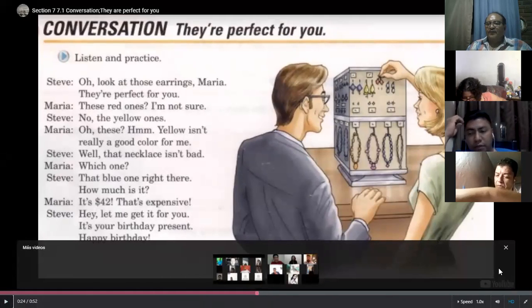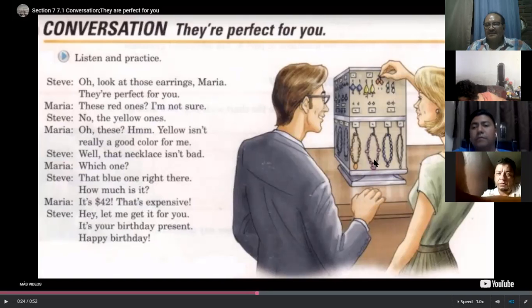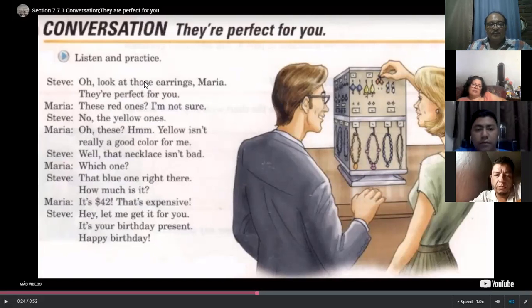Okay, so here's the first one. When it says, look at those earrings, those earrings, because look at the man's hand. The man's hand is not in contact with the earrings, right? So he says, look at those earrings. And the lady, Maria, says, these red ones. She's touching them, right? This is plural. Those earrings. These red ones.